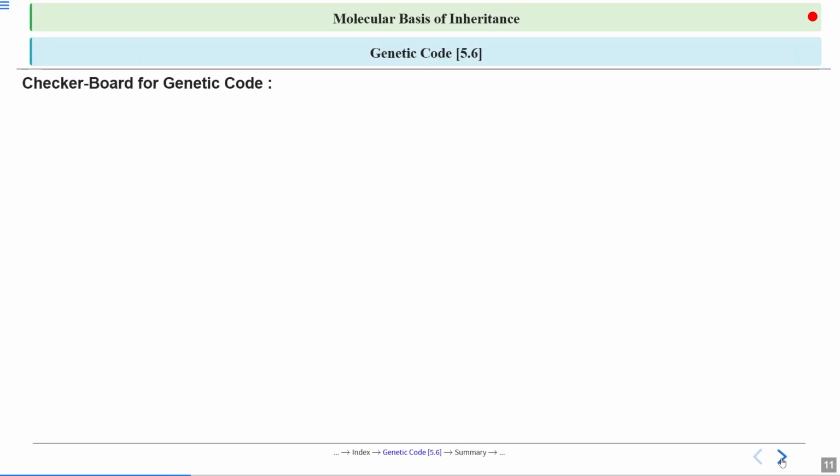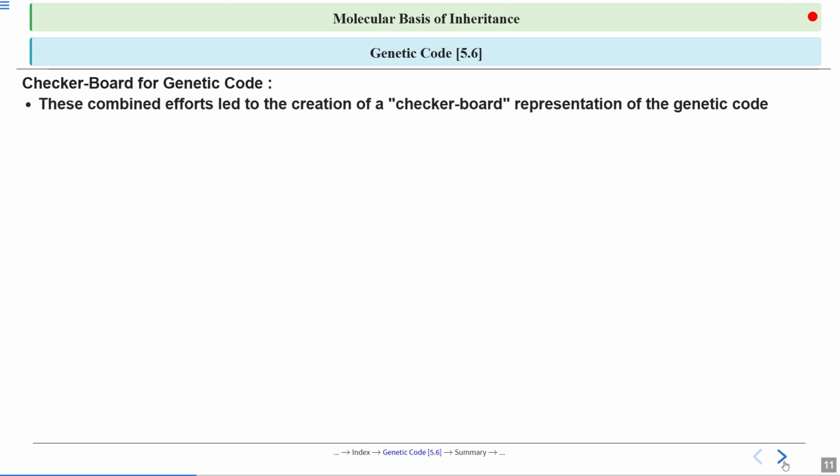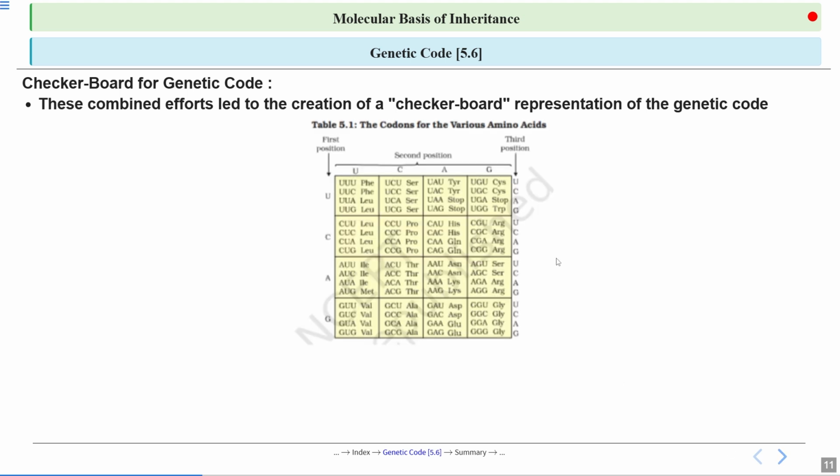So now what came? This is the contribution that all the scientists have given. You have to just remember the key points. So here is the checkerboard for genetic code. Now here you have to understand more carefully that these combined efforts led to the creation of what? A checkerboard representation of the genetic code. So here you can see what it is.